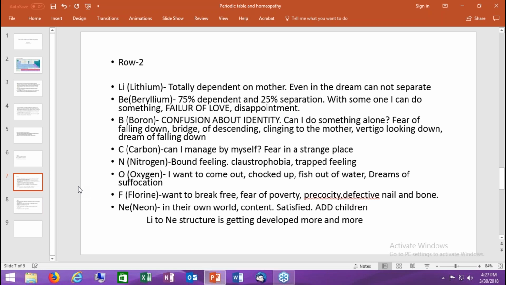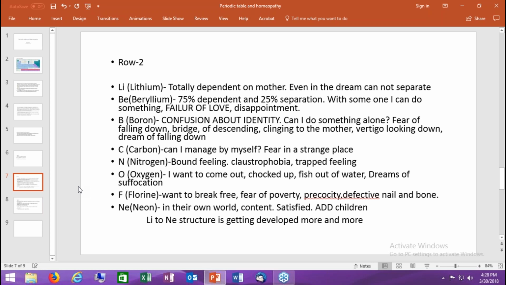Then carbon. From carbon we have got carbo-veg, carbo-animalis, then ammon carb, carbolic acid. All these are the medicines prepared from carbon. Carbon has got no confusion about identity and all. He has the ability to start a work on his own. Even though I am abandoned, I can do of my own. But can I manage by myself?